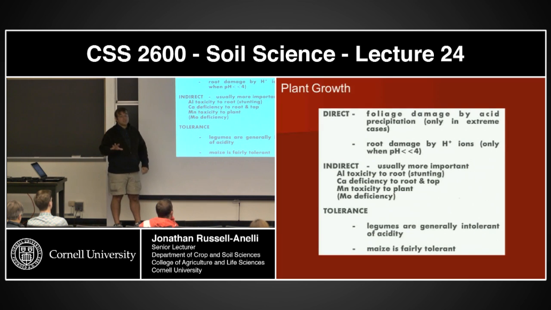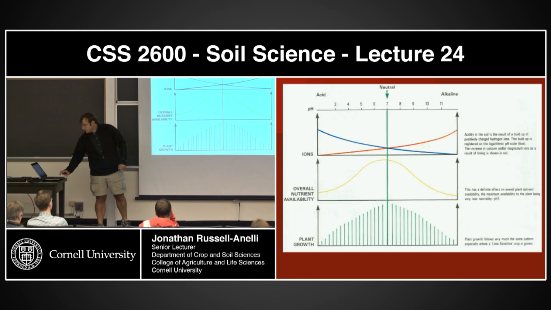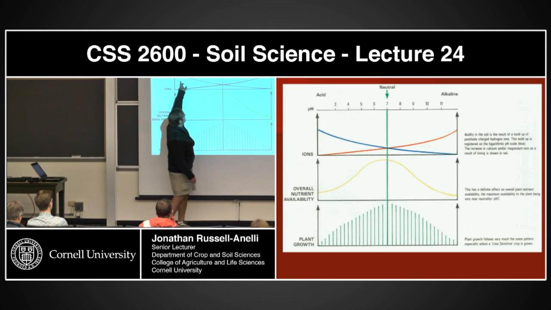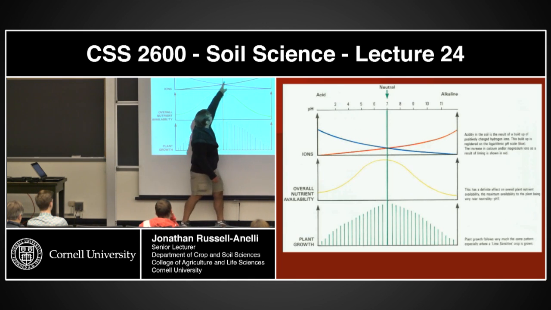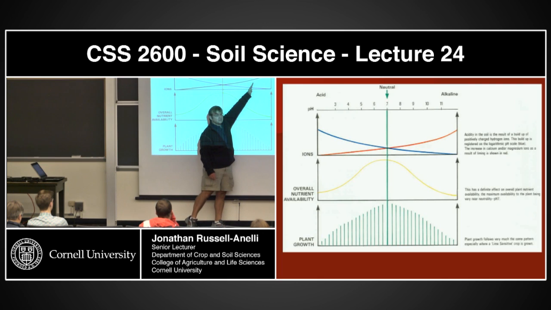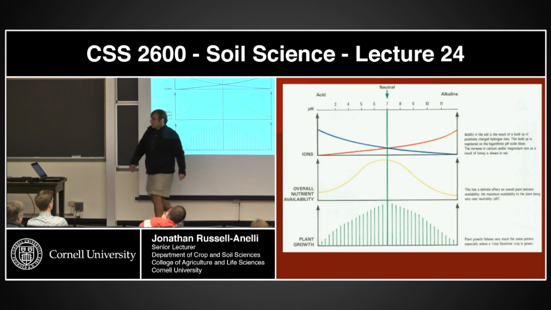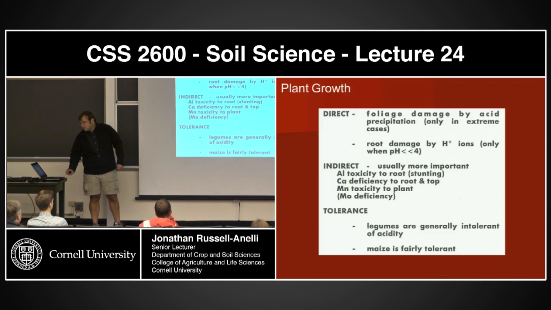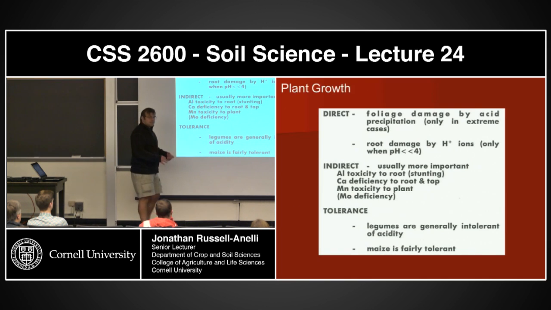Indirectly, and this is actually more important, because our pHs generally, yes, we do tend to have pHs at these ends, but generally most of our soils tend to be in this middle zone. So we're really not going to have a lot of direct impact of acidity on our plants, but we're going to get a lot of indirect acidity. And most of that has to do with either too much of something or not enough of something.